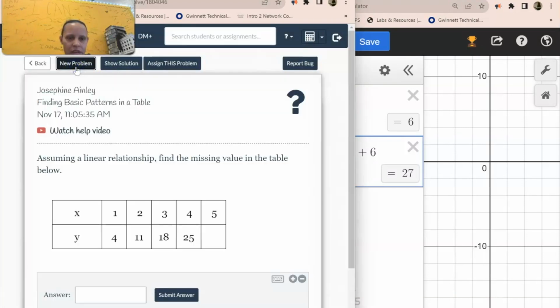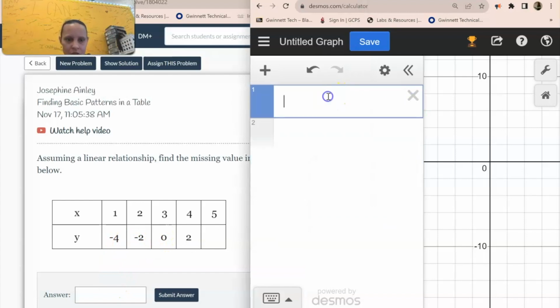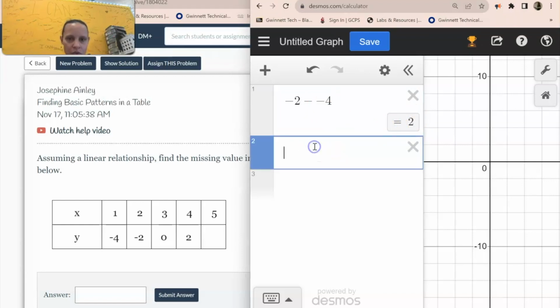So it doesn't look like they really have negatives in here. So I'll do this one. How do I get from this number to the next one? So again, you start from the second number, which is -2, subtract the first number, which is -4. So it's going up by 2, so I'm going to check that.